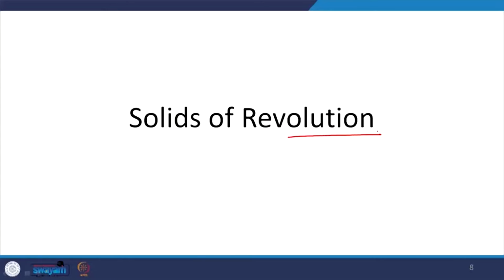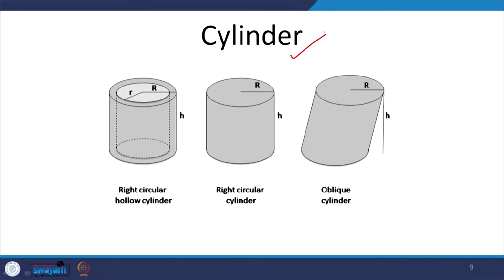The next types of solids are called the solids of revolution. As the name suggests, these solids are derived by revolving a particular shape, any given shape, along an axis, and hence the solid is produced. So, the first one that we know of, which is the simplest, is a cylinder. What is a cylinder? A cylinder is a solid of revolution which is formed by rotating a rectangle.